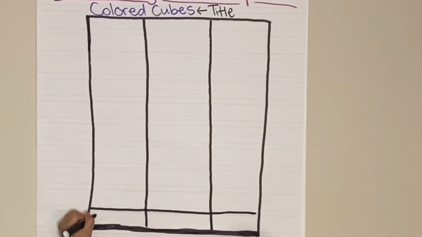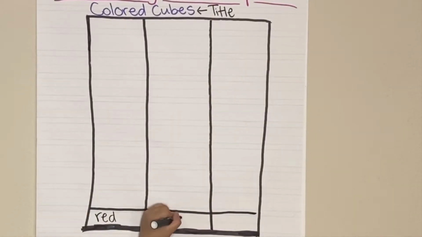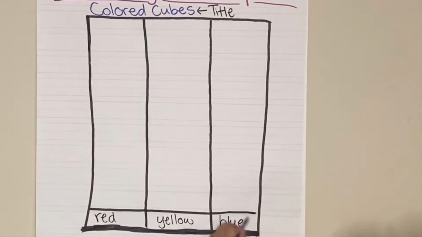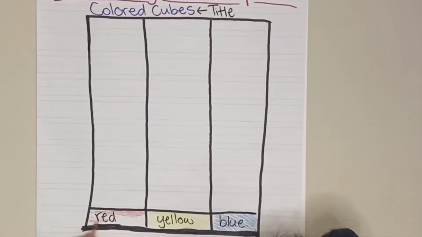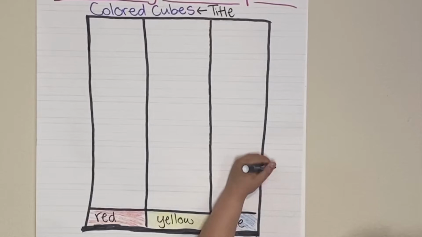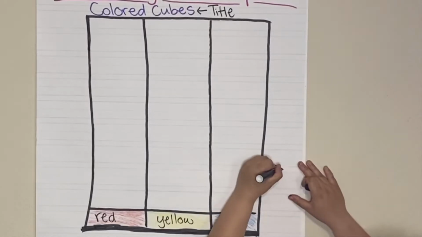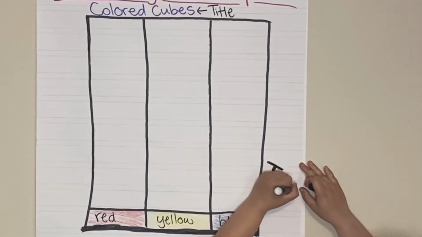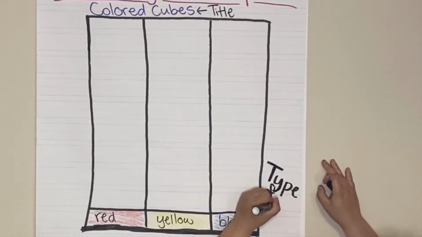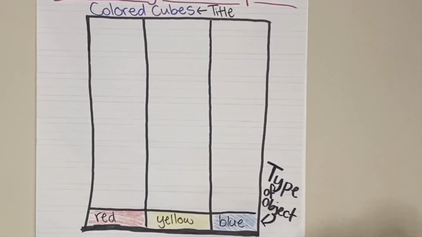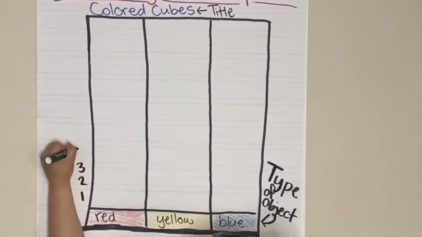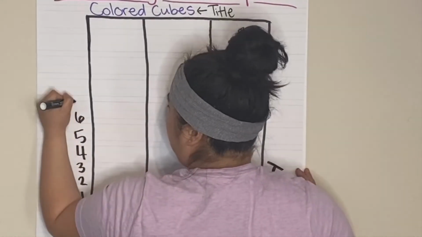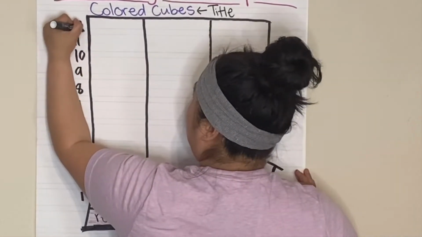So what we're going to do today is I have colored cubes, and we're going to see how many red, blue, and yellow I have. Well, I think I said red, blue, and yellow. I meant red, yellow, blue. Same difference. So that's my type of object. Then on the other side, I'm going to start making numbers going up. That way it's easier to keep track of how many cubes of each color there are.